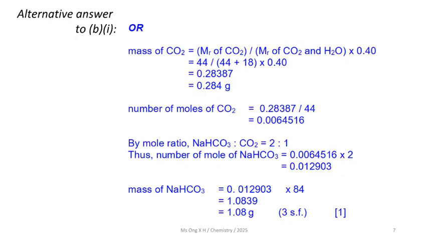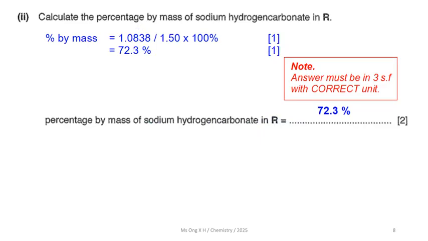Alternatively, there is a different way to solve the question. You may pause here to take time and understand this alternative method. Here, we need to recall that percentage of purity can be calculated by taking mass of pure sodium hydrogencarbonate divide by the mass of R times 100%. Substituting my answer from Part B, 2, and the weighted mass of R in Part A, 2, in the formula, I got my answer to be 72.3%. Again, the final answer must be in 3 significant figures.